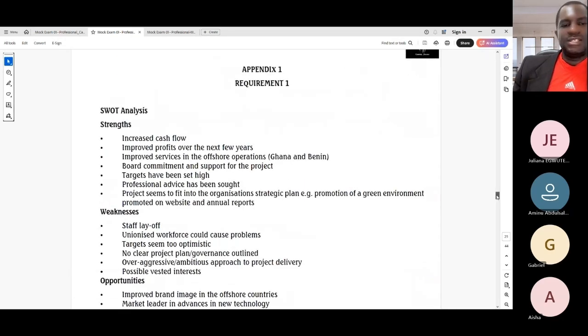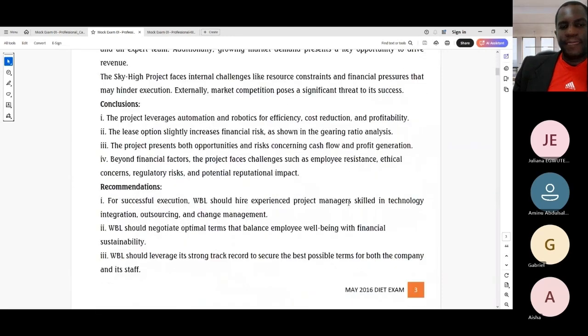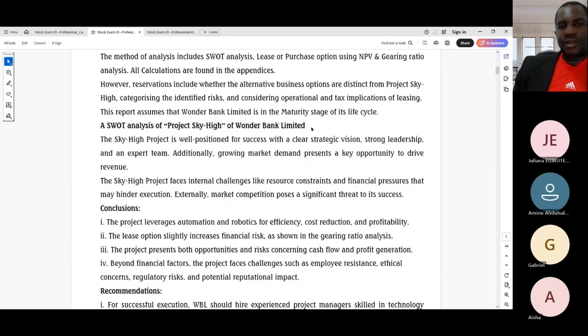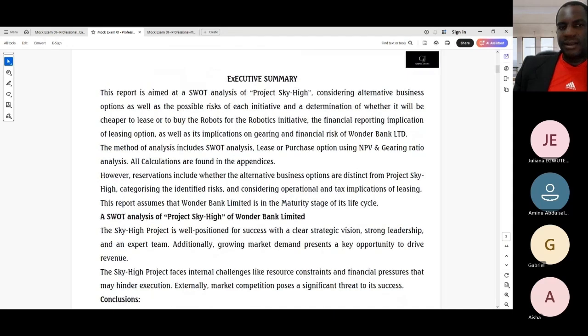So now let's go and see how we integrate that into our executive summary. So after we've talked about the executive summary, here in requirement 1, don't write financial statement analysis as the header for requirement 1. State what you are asked to do very shortly. You can see requirement 1, I said, is SWOT analysis of project high of Wonderbank in 1 line, since it's an executive summary. So I stated what the report is about, the aim.